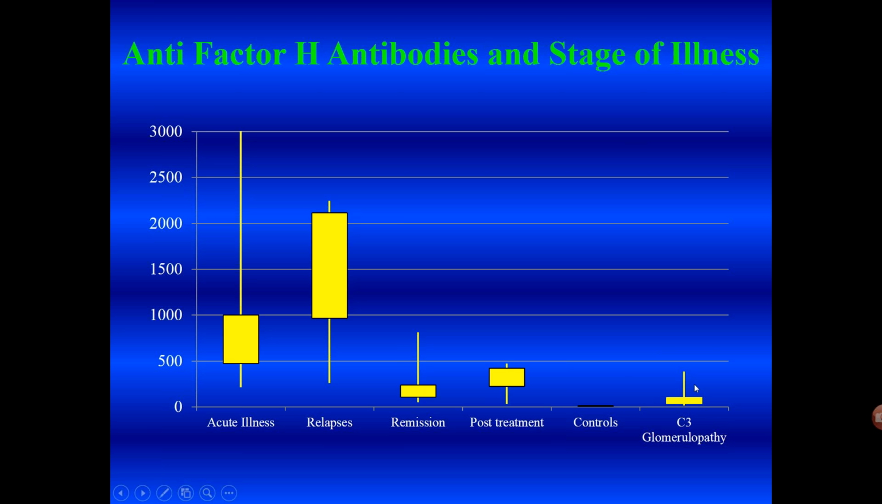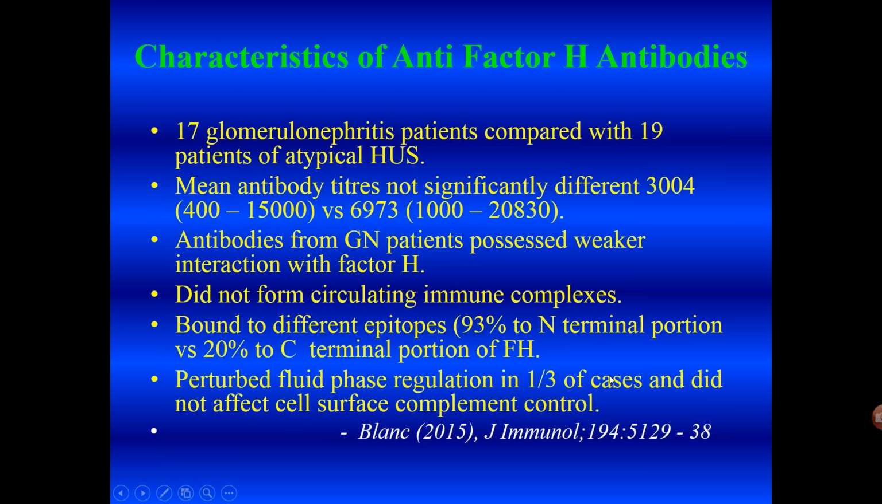Now, this could be because we didn't see the C3 glomerulopathy patients in the most acute phase. They generally came to us after their disease had been treated outside and they were not responding to treatment. So we tended to pick up their samples late. If we pick them up early, perhaps we'll get higher titers. Our median value was about 5 times the upper limit of normal with C3 glomerulopathy.